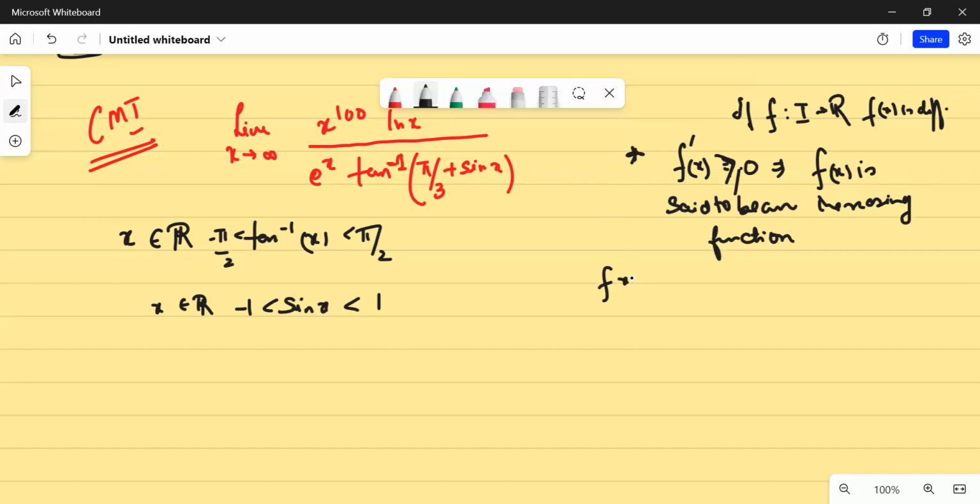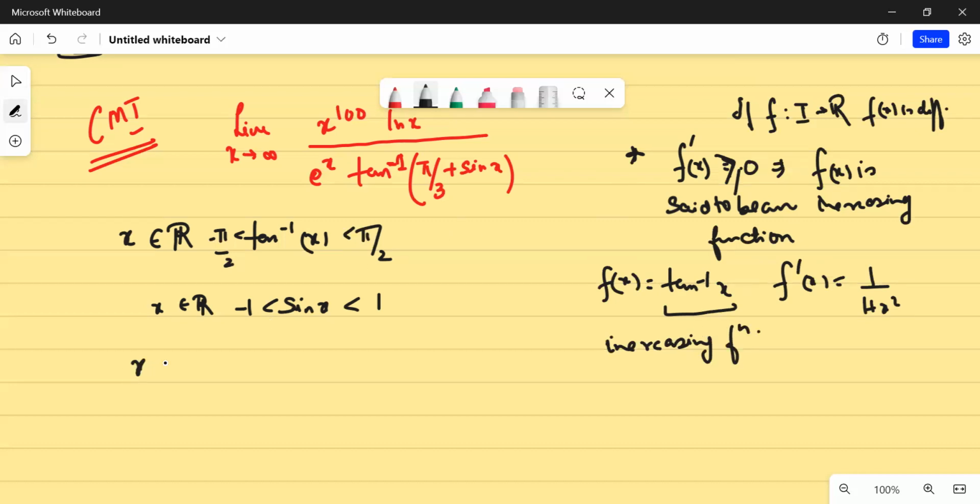You know. So if f of x is tan inverse x, then f dash x would be 1 upon 1 plus x square, and you can clearly figure out that tan inverse x is an increasing function. And why I'm doing this, I'll let you know. Even as x tends to infinity, sin x would rapidly oscillate between minus 1 and plus 1. The minimum that sin x can attain is minus 1, the maximum is 1.